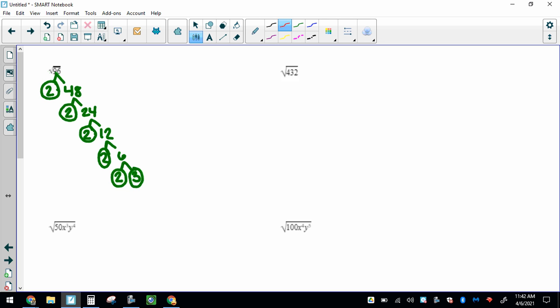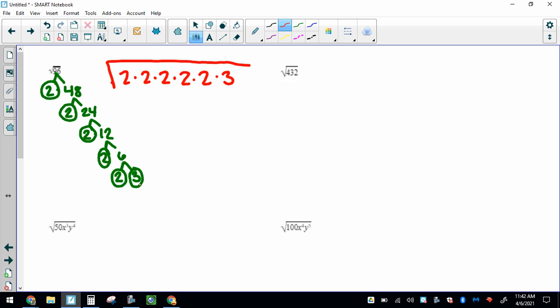All right, so here's what we're going to do now. I'm going to rewrite this radical using just these prime numbers. So it looks like there's 1, 2, 3, 4, 5 2's and a 3. So 2 times 2 times 2 times 2 times 2 times 3. So 5 2's and a 3.